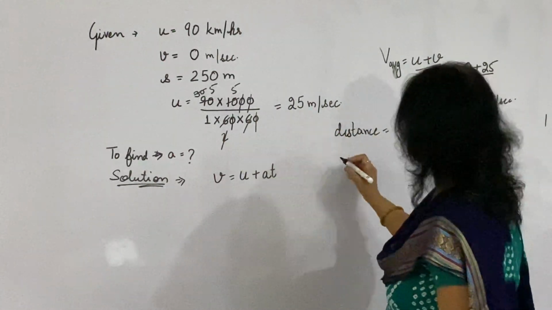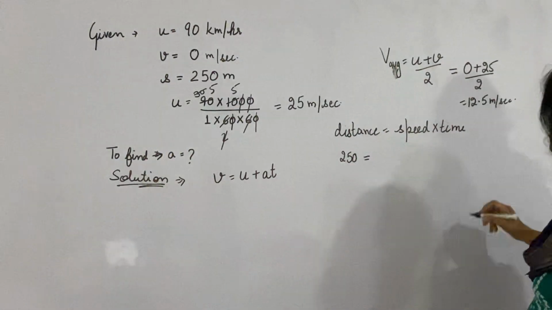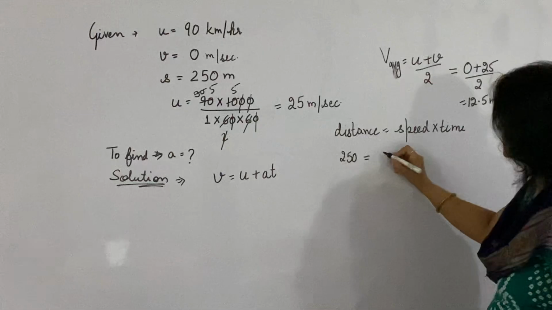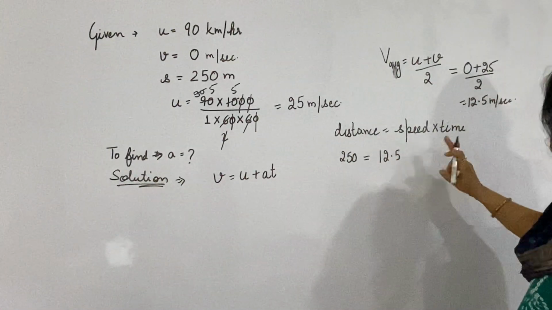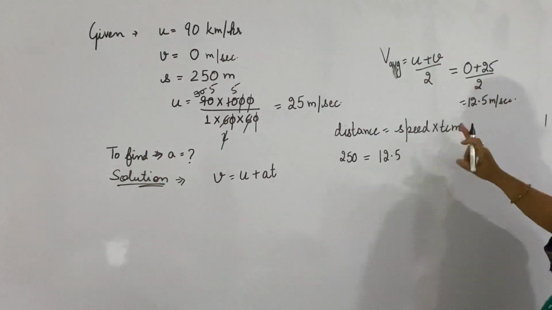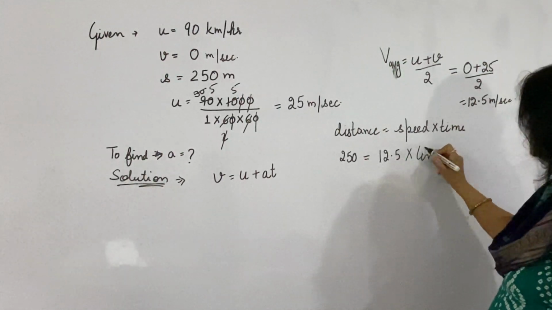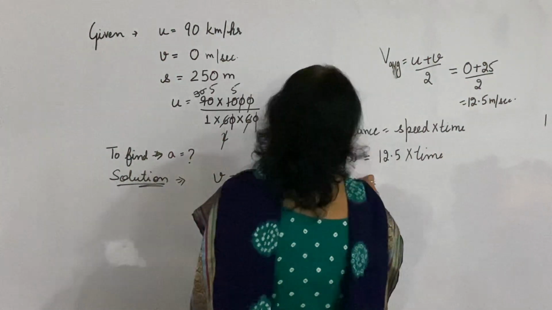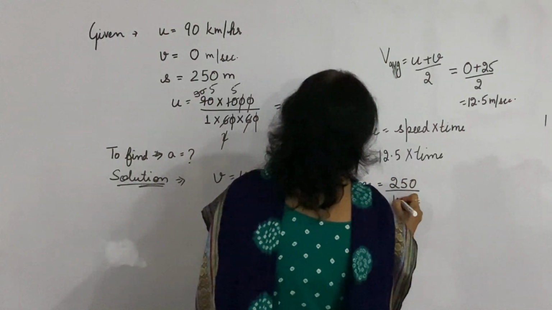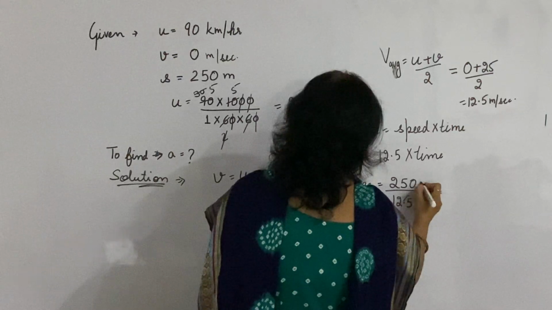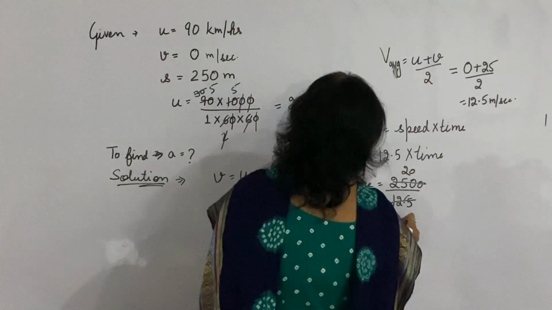As given, the distance is 250 meter. Here the speed is the average speed, so we put the average velocity here, that is 12.5. As the units of distance and speed are consistent, distance is in meter and speed is in meter per second, only the time is unknown. Then from here time is 250 divided by 12.5. It comes out to be 20 seconds.